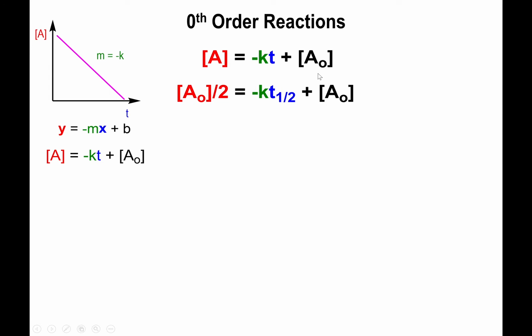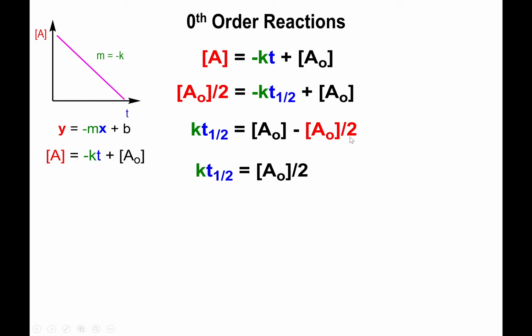At the half-life, T is equal to T1/2, and the concentration is equal to the initial concentration divided by 2. And so what happens right here is that if you subtract the initial concentration divided by 2 from both sides and add K times T1/2 to both sides, you're going to end up with A naught minus A naught over 2, which is the same thing as saying A naught over 2, right? So in other words, 1 minus 1/2, which is 1/2.